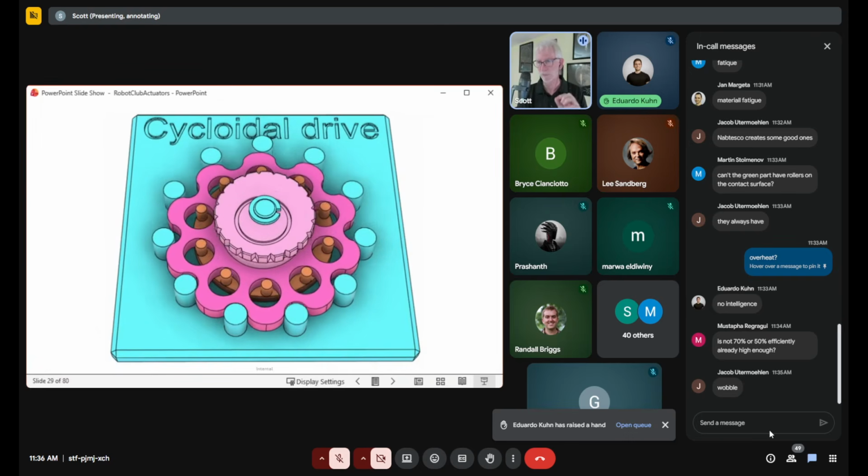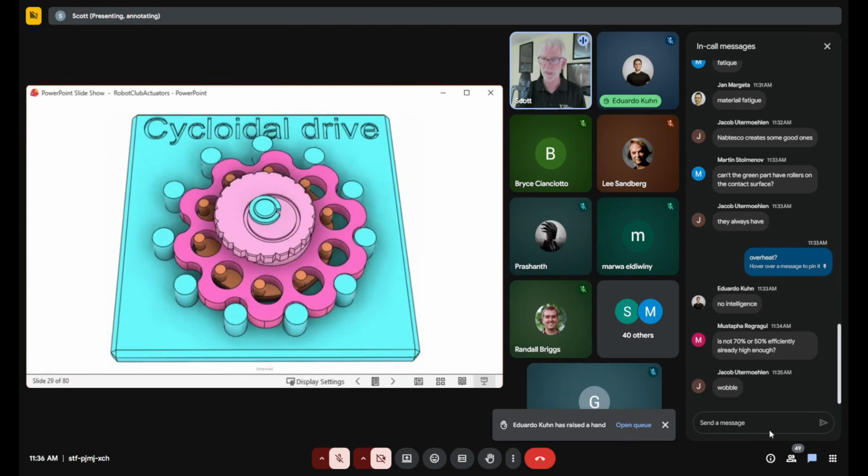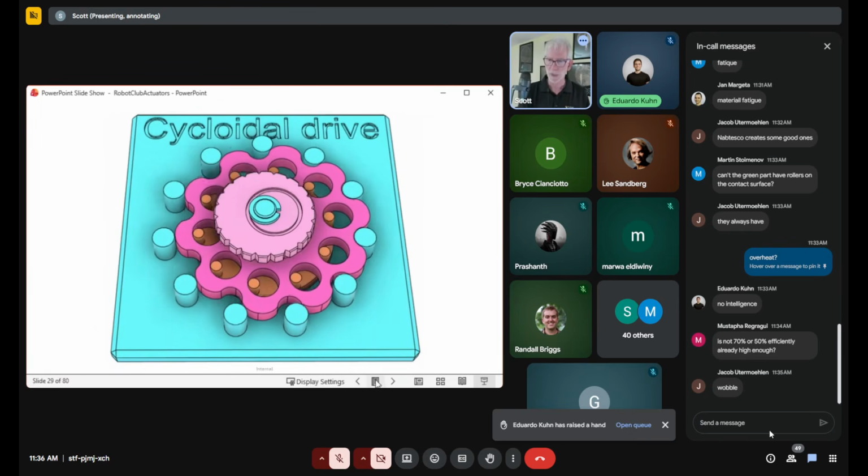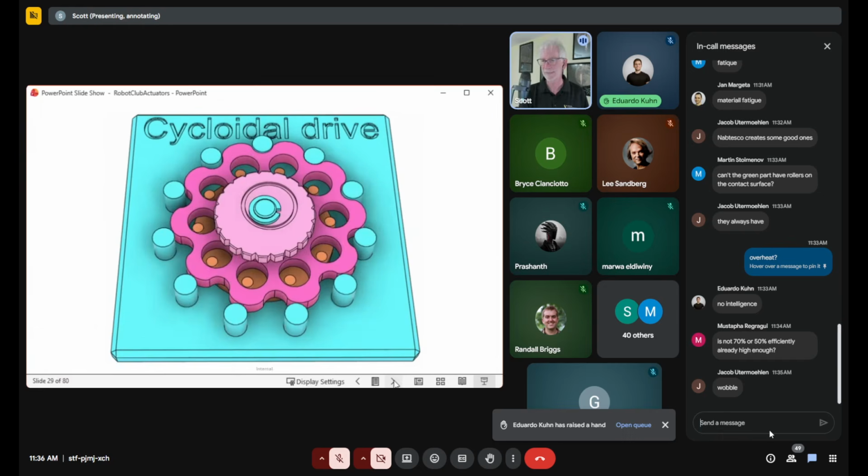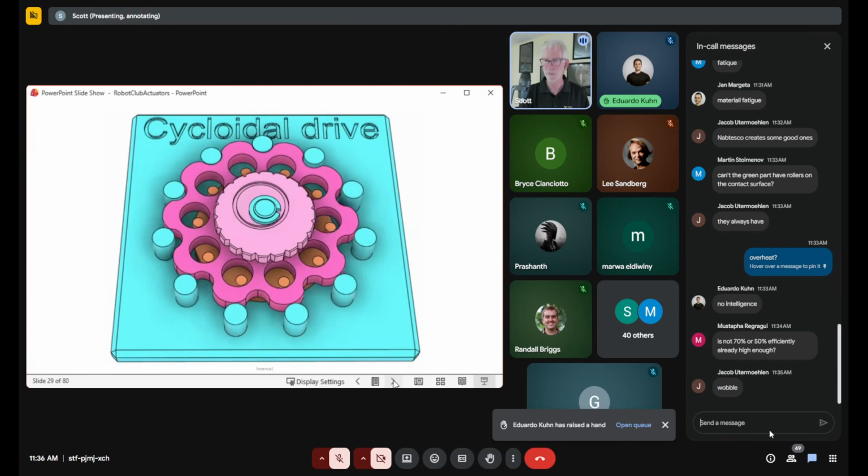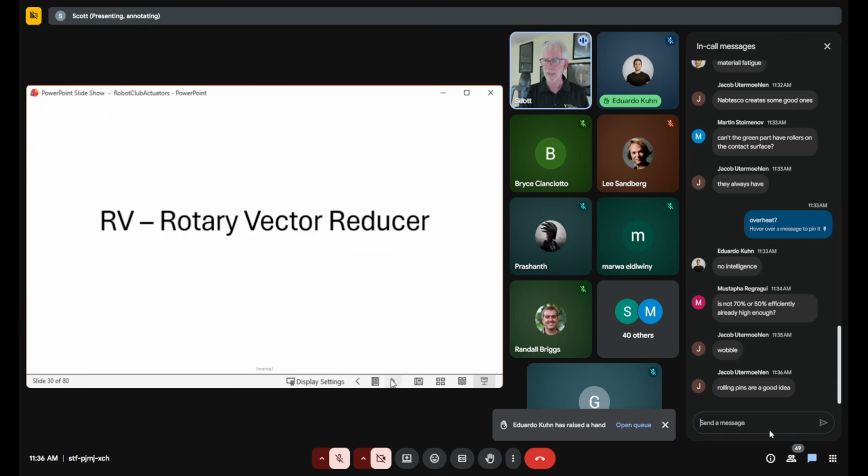And again, that shape really has to be perfect. If the shape is not perfect, you're going to have issues. So there are pros and cons to that. Just, unfortunately, there's not a perfect reducer yet. Now, has anyone heard of this? The RV, also known as a rotary vector reducer.